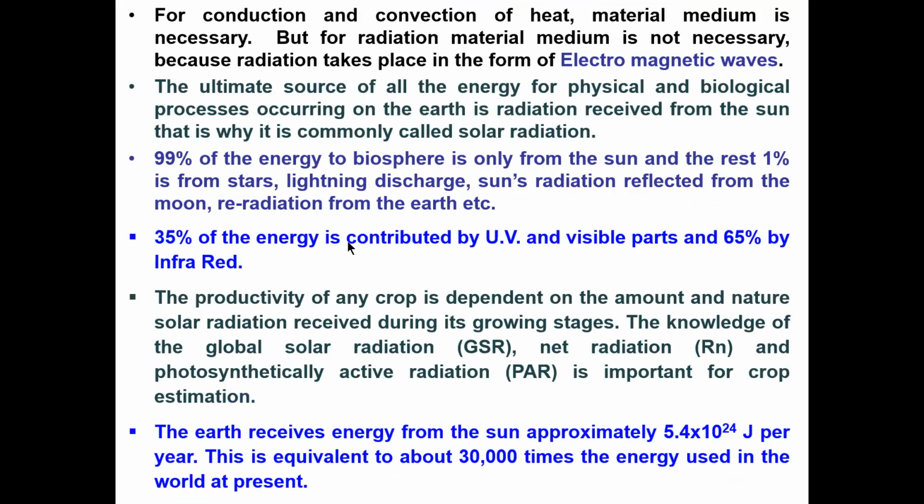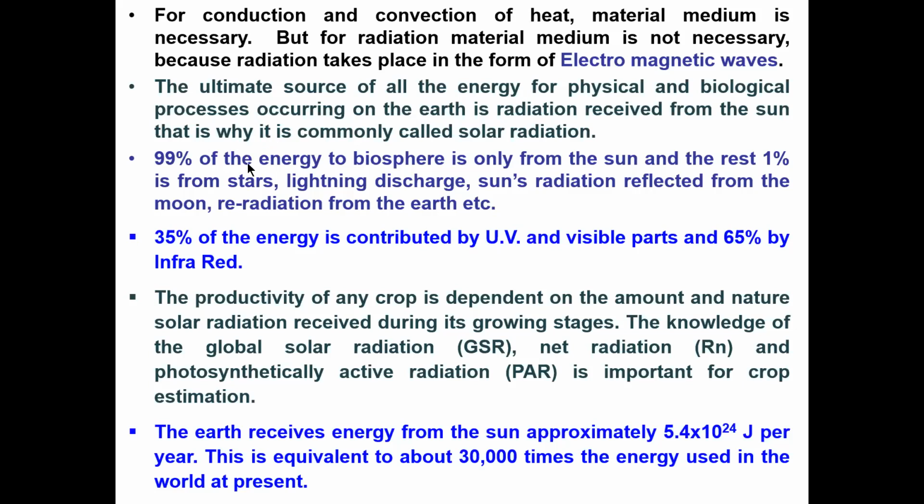For conduction and convection a material medium is necessary, but for radiation a material medium is not necessary because radiation takes place in the form of electromagnetic waves. The ultimate source of all the physical and biological processes occurring on the earth is radiation received from the sun. That is why it is commonly called solar radiation.